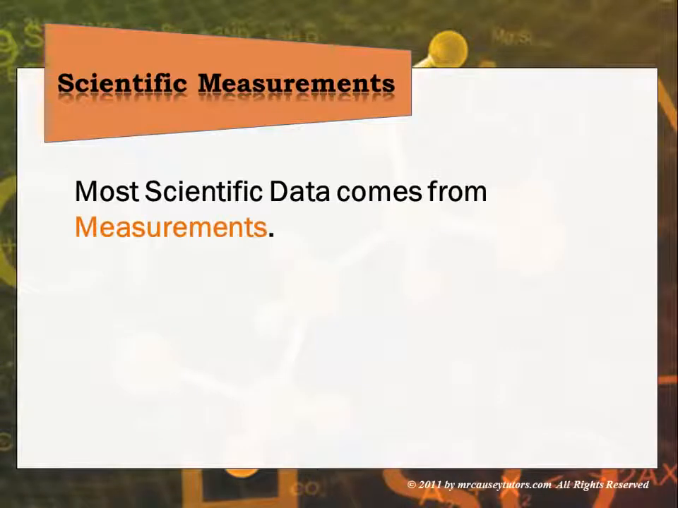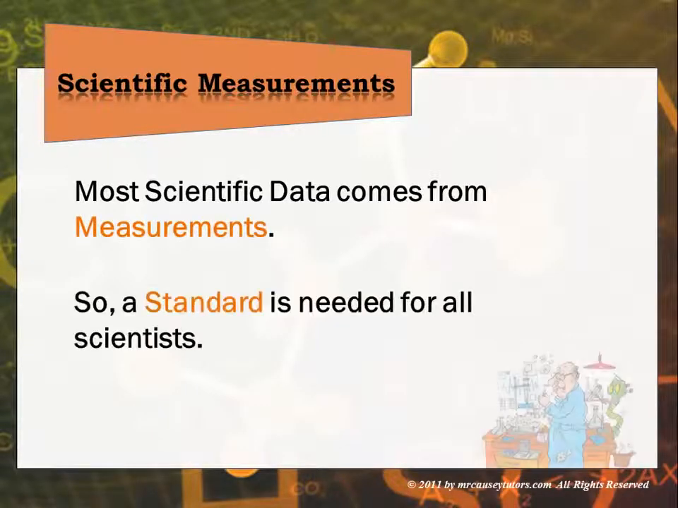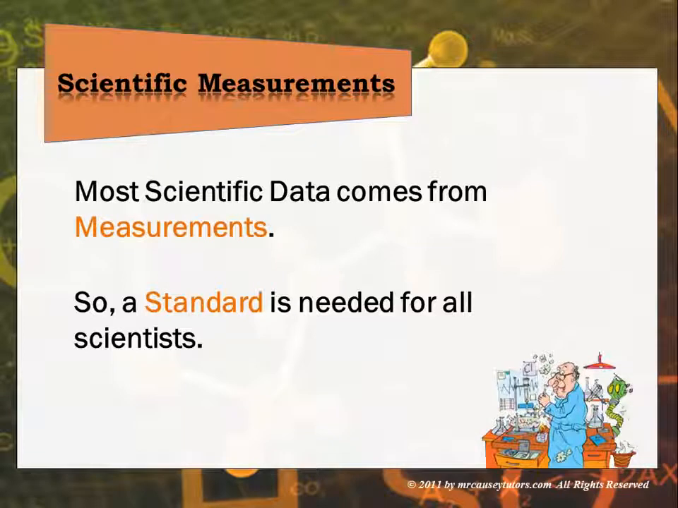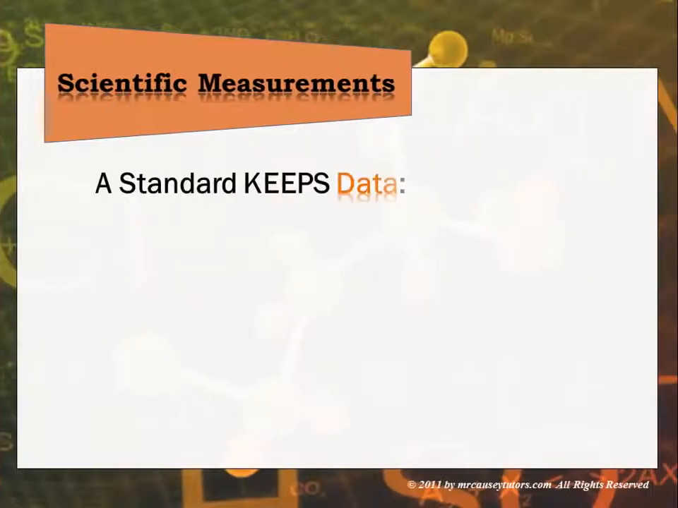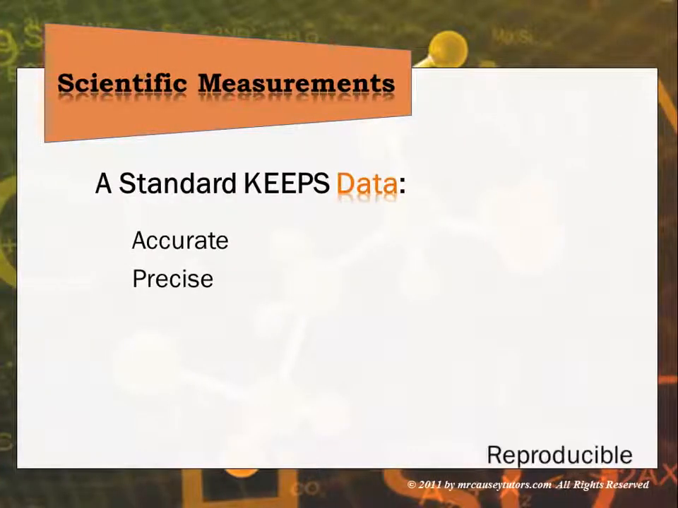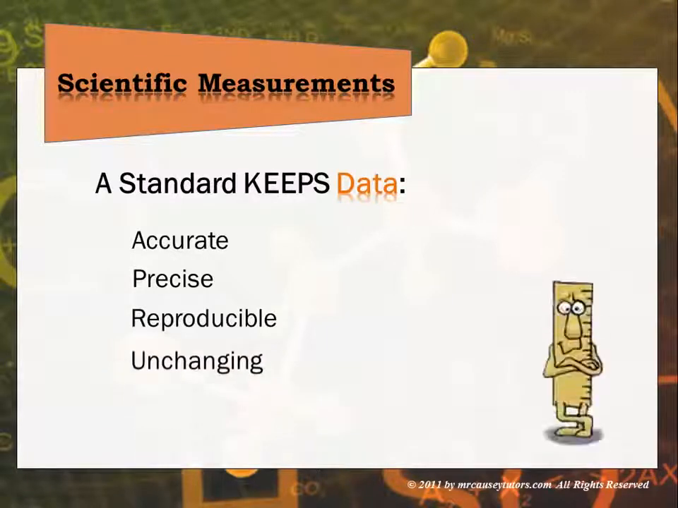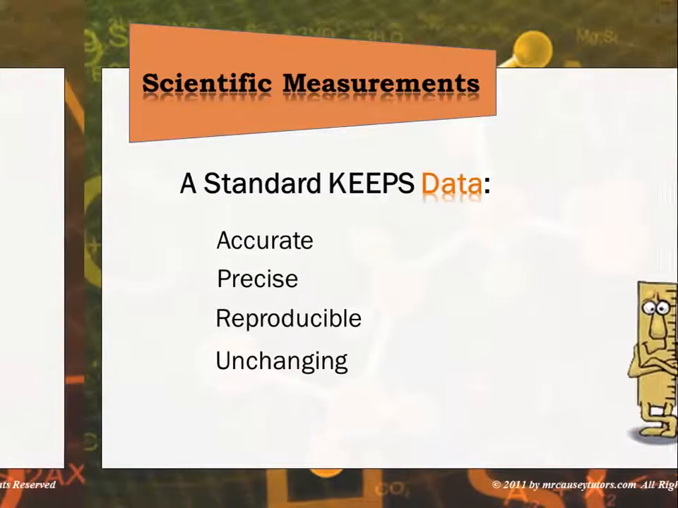Most scientific data comes from measurements, so a standard is needed for all scientists. And a standard keeps data accurate, precise, reproducible, and unchanging. Scientists need to be able to reproduce the data of other scientists, and so having a standard makes this easy and convenient.